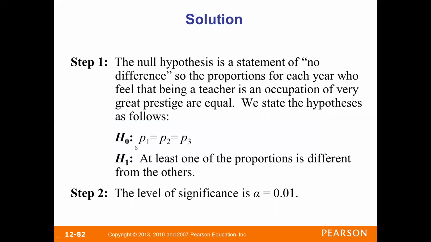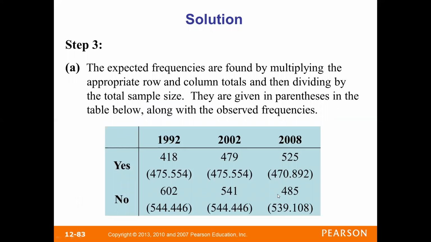The null hypothesis is that we have the same proportion in each year, and the alternative is at least one proportion is different. And we're going to use a level of significance for this one of 0.01. We have exactly the same setup as what we had for a test of independence. These are still just categories of variables. One of them is year. One of them is whether or not they think teaching is worth it.